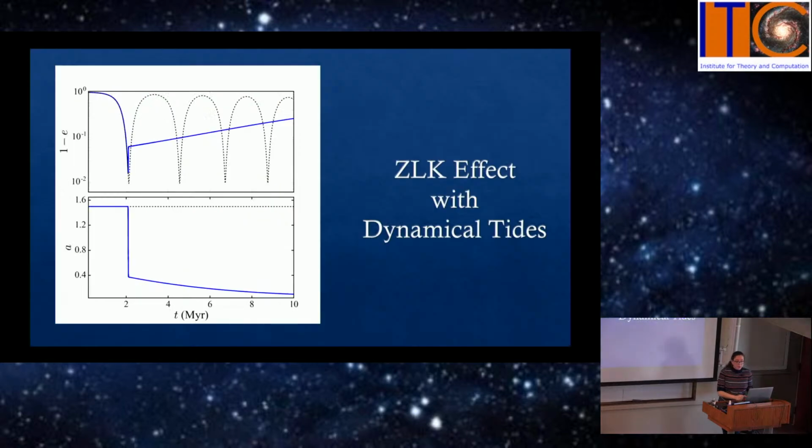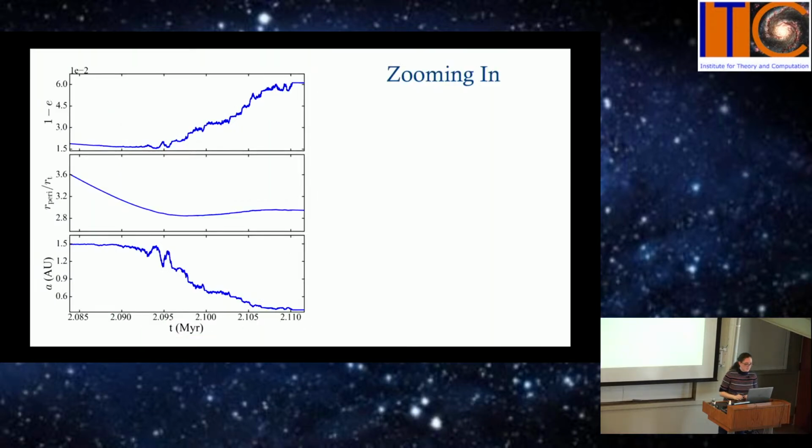So when we put in the dynamical tides, here's what we see. Here on the semi-major axis, you can see that very rapidly within one high eccentricity phase, the semi-major axis has more than cut in half, and the eccentricity has circularized just a little bit. So we can zoom in to see in more detail what's happening here.